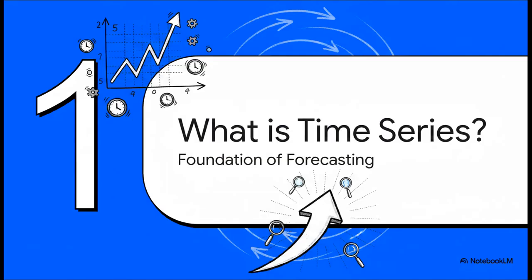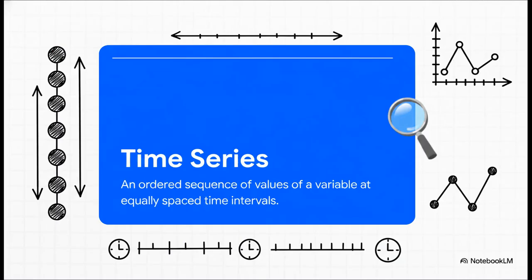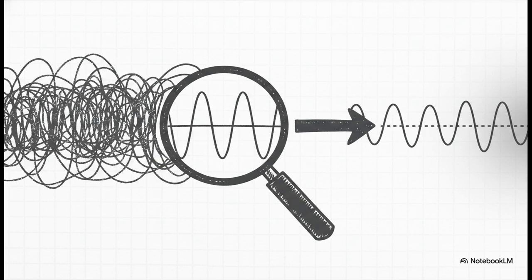Before we can even think about forecasting, we have to get a handle on the basic building block we're working with. So, what exactly is a time series? The definition sounds pretty simple, but it's incredibly powerful. A time series is just a bunch of data points collected over time. But listen, the two magic words here are ordered and equally spaced. The sequence is everything, and the time between your measurements has to be consistent, whether that's every second, every day, or every year.